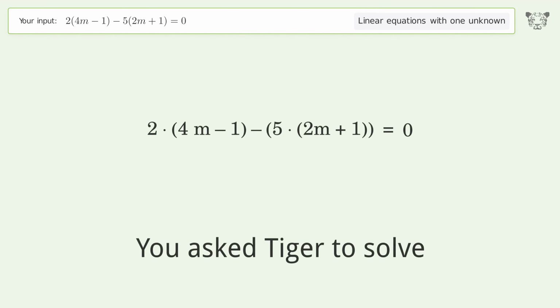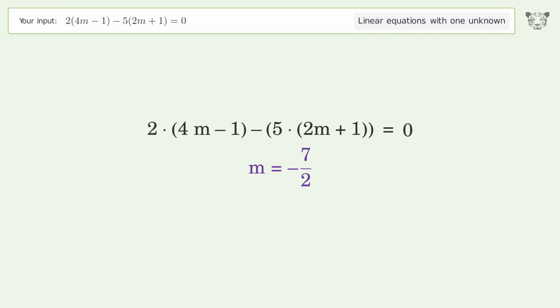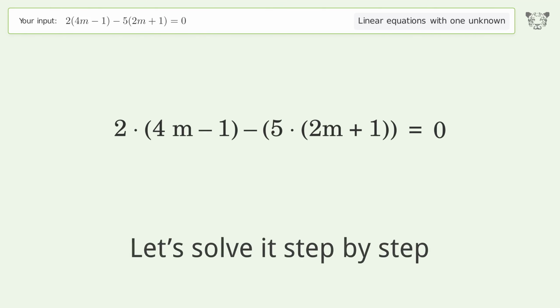You ask Tiger to solve. This deals with linear equations with one unknown. The final result is m equals -7/2. Let's solve it step by step.